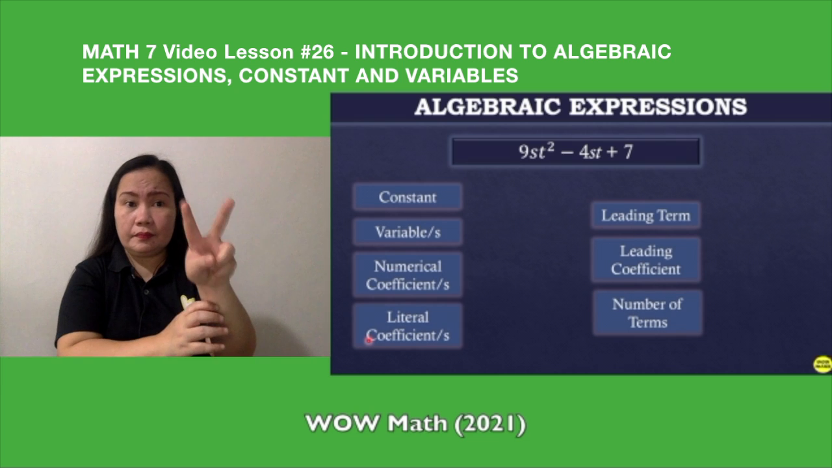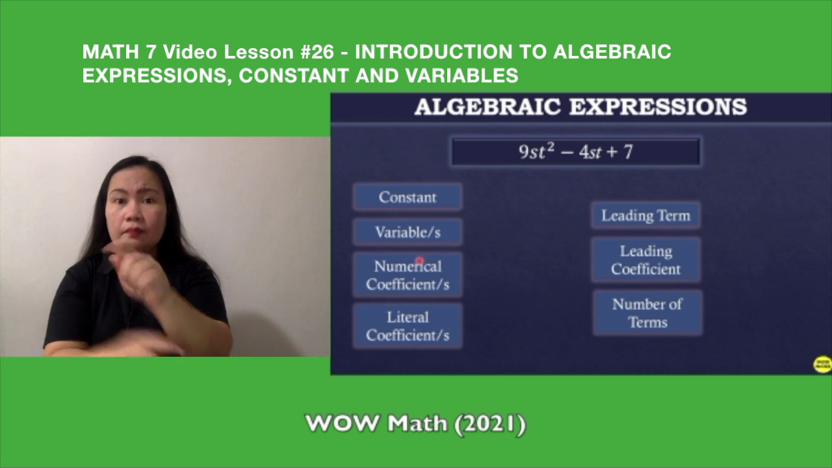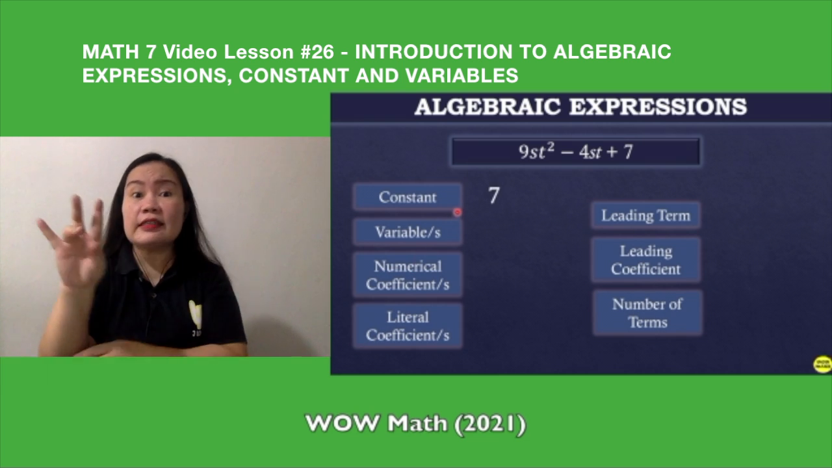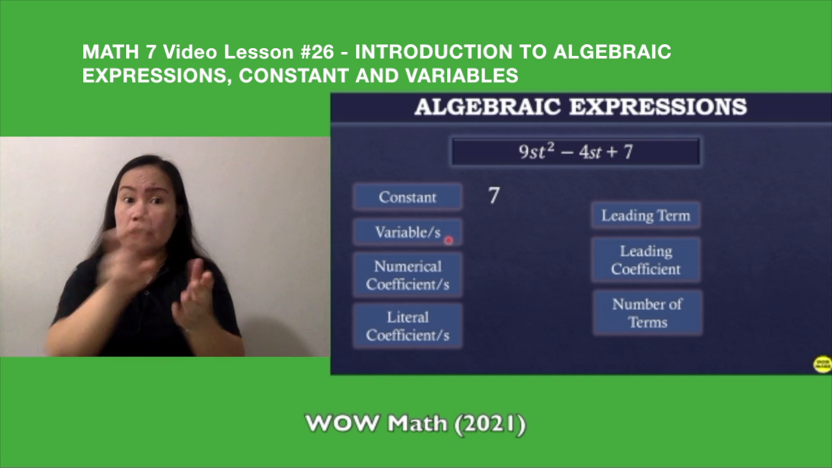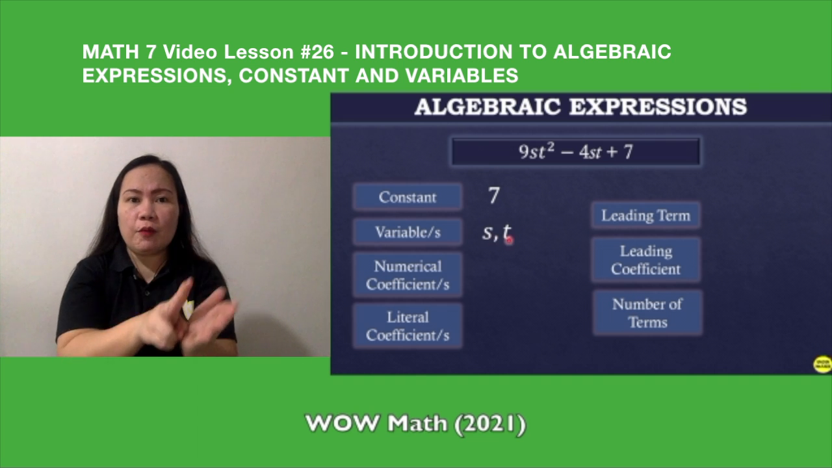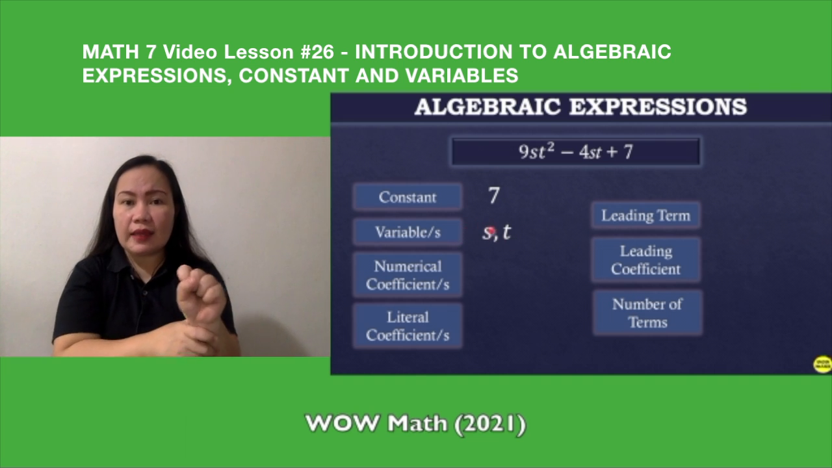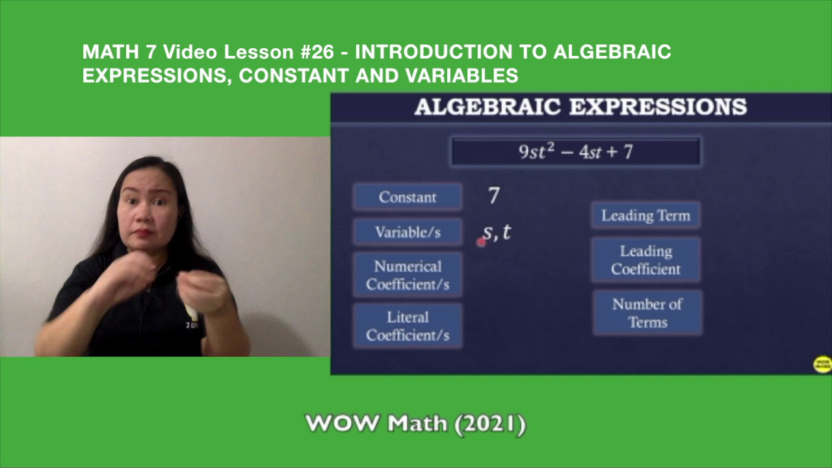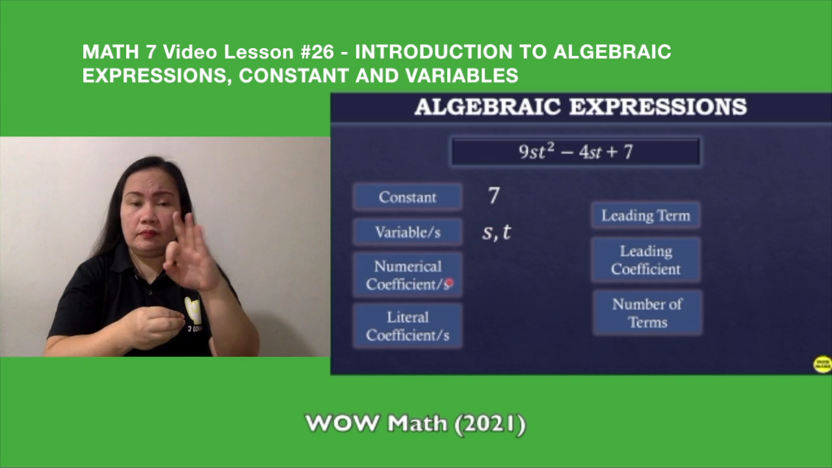So, let us identify the following. The constant here is 7. The variables are s and t. Okay? So, magkahiwalay kasi tinatanong variable. Hindi mo pagtatabihin na st, hindi po. S and t. And then, the numerical coefficient.